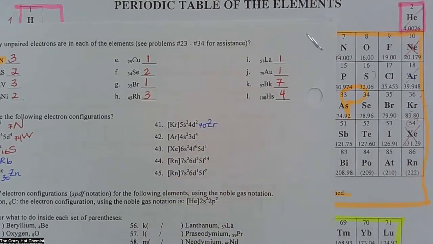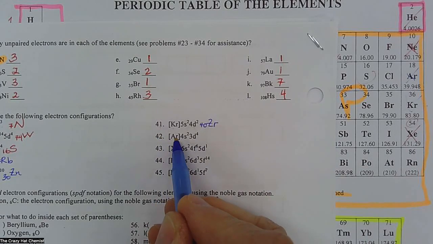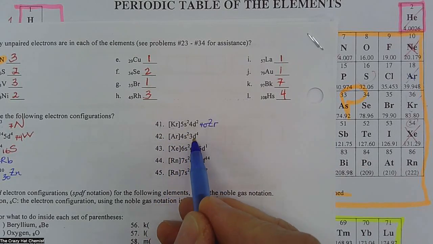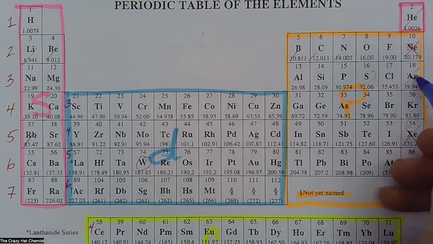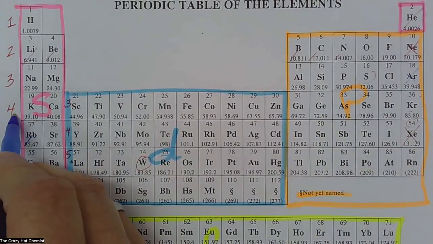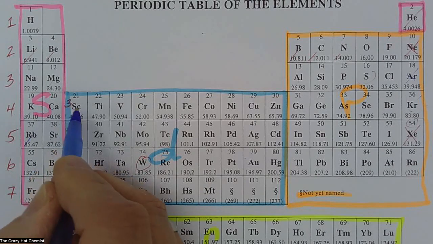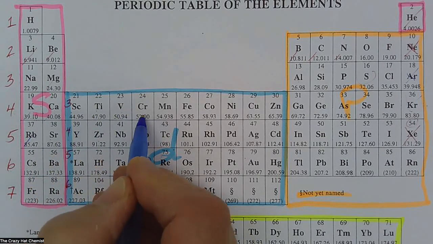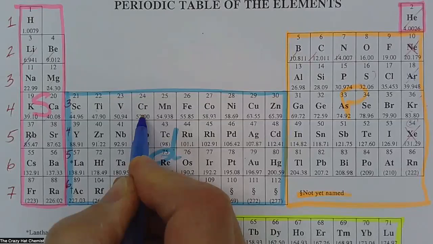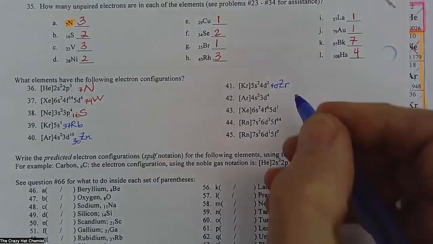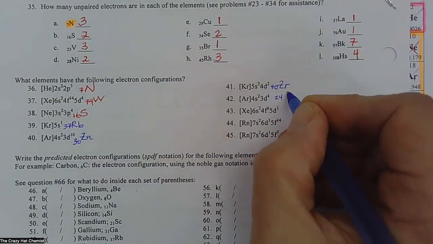Awesome. Fantastic. This next one, number 42, is argon, 4s2, 3d4. That's argon, 4s2, 3d, 1, 2, 3, 4. That's element number 24, chromium. So that's number 24, Cr.